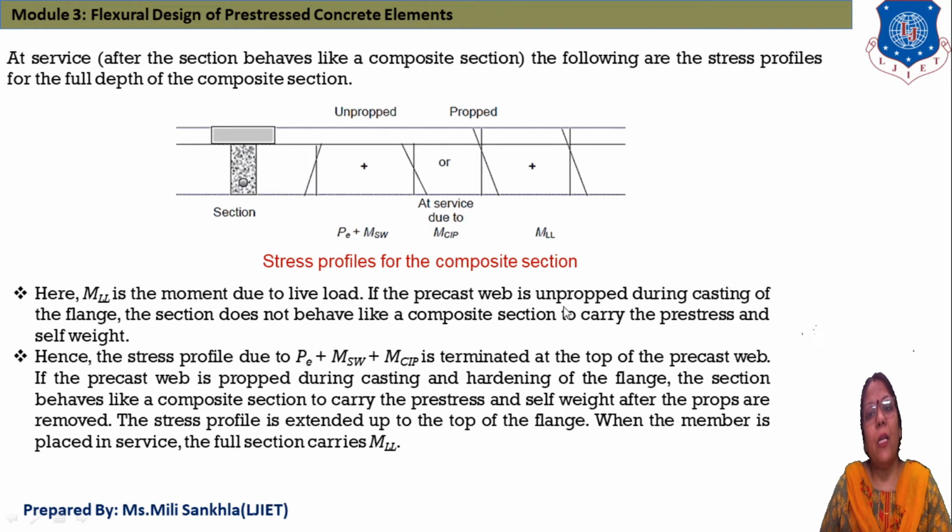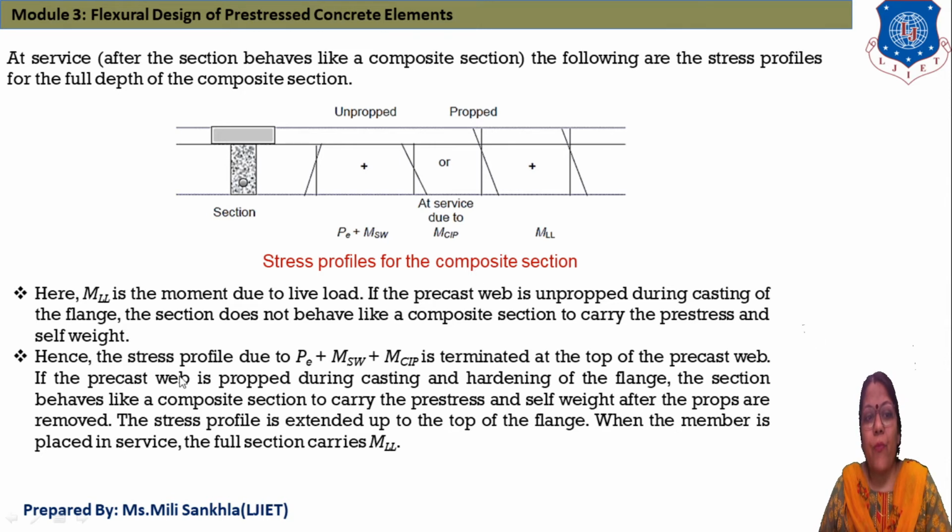If the precast web is unpropped during casting of the flange, the section does not behave like a composite section to carry the prestress and self-weight. Okay, this live load is induced when we construct this flange and it is unpropped, and here the composite section does not carry the prestress and self-weight. Now in the second, the stress profile due to PE, then MSW plus MCIP is terminated at the top of the precast web.